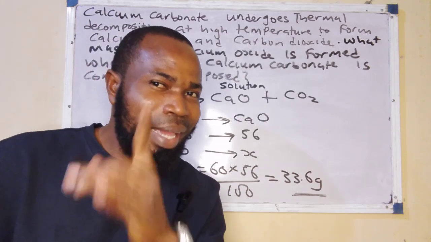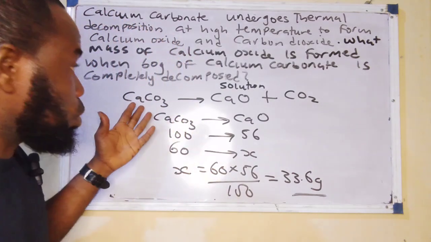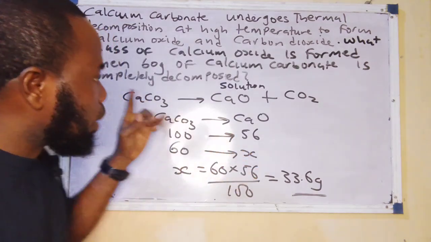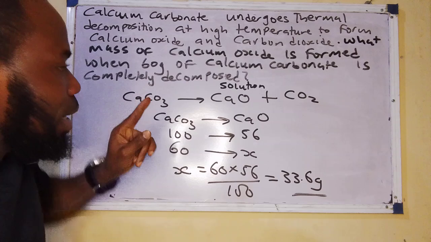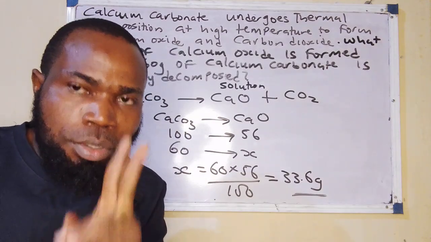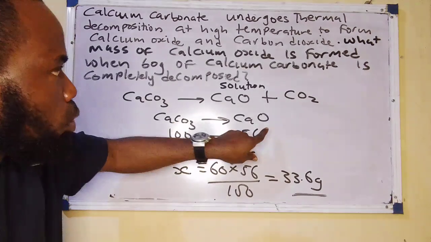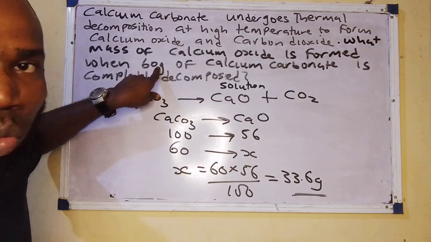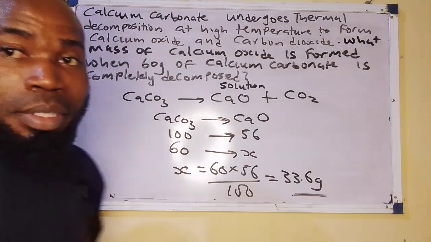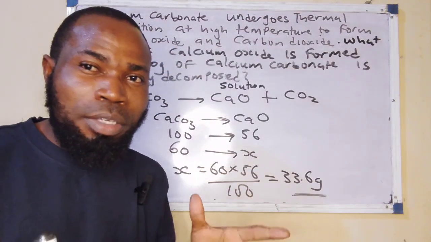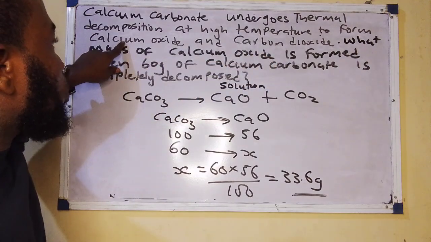Now, it's not all about solving the question, it's about following the steps to solve the question. So if you encounter a question like this, first thing, if they didn't give you the equation, you have to write out the equation and make sure that the equation is balanced. Then you relate the two compounds involved. Why are we relating limestone, which is calcium carbonate, with calcium oxide? Because they gave us the mass of calcium carbonate and they say calcium carbonate undergoes thermal decomposition. That means it was heated, it was decomposed in the presence of heat, to give me calcium oxide and carbon dioxide.